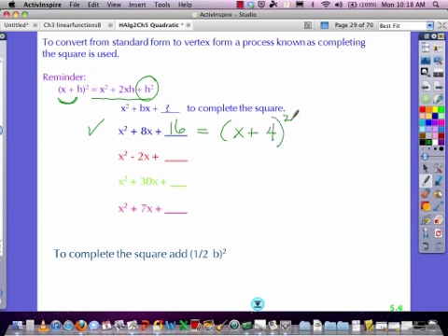backwards now and check it. Square the first, take the product of the two and double it, and square the last, and you get exactly what we had here, x squared plus 8x plus 16. So that number we used to complete the square was 16.